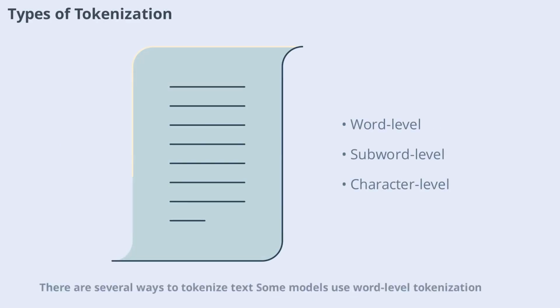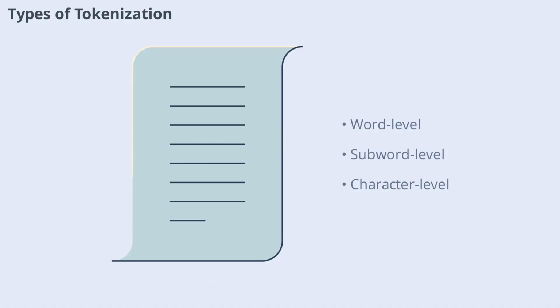There are several ways to tokenize text. Some models use word-level tokenization, splitting text by spaces. Others use subword or character-level tokenization, breaking words into even smaller pieces. For example, the word unhappiness might be split into un, happy, and ness. This flexibility helps LLMs handle new or rare words more effectively, making them more robust in understanding language.